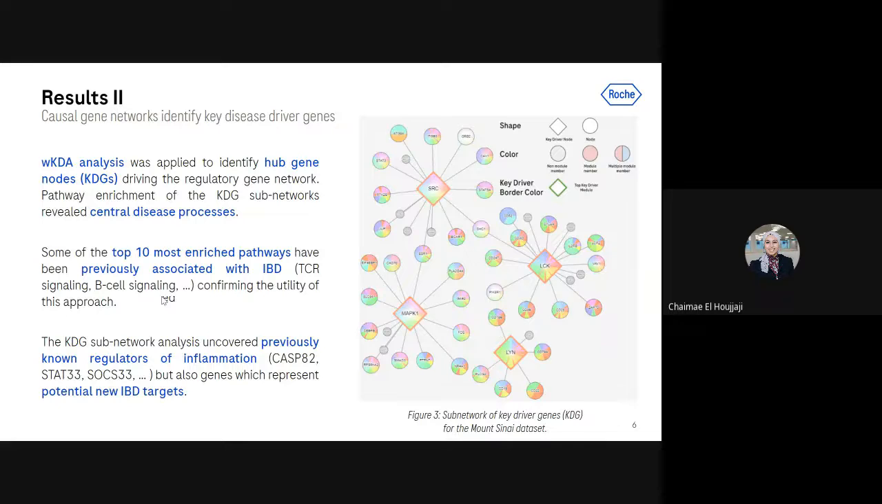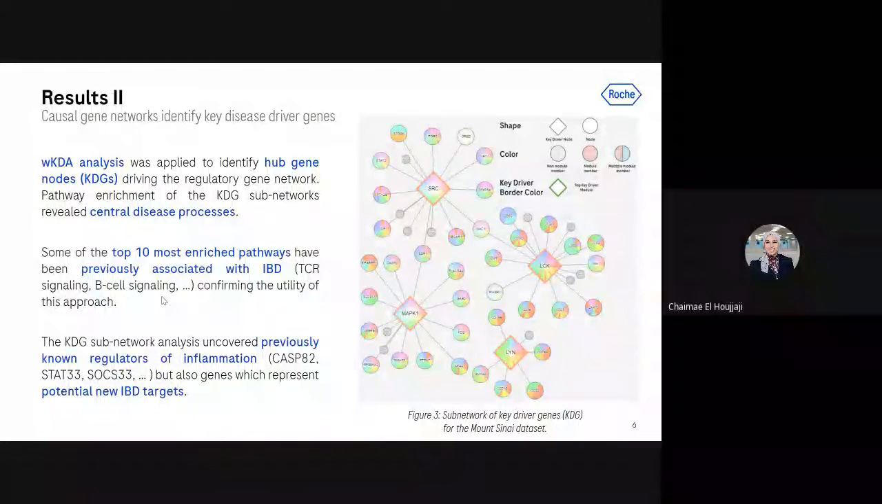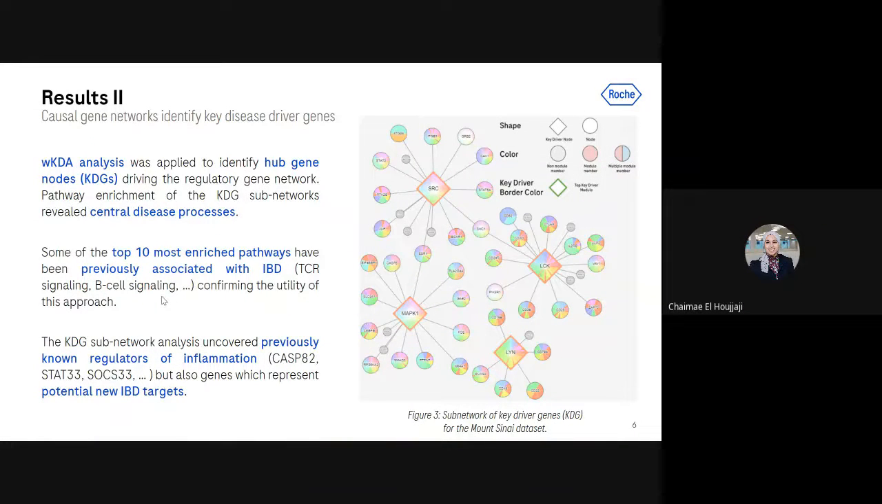Moreover, weighted key driver analysis, WKDA, was applied as well to identify hub gene nodes, which we call key driver gene nodes, and pathway enrichment of the key driver gene subnetworks revealed central disease processes. Some of the top 10 most enriched pathways that we showed on the poster have been previously associated with IBD, such as TCR signaling and B-cell signaling, which confirms the utility of this approach.